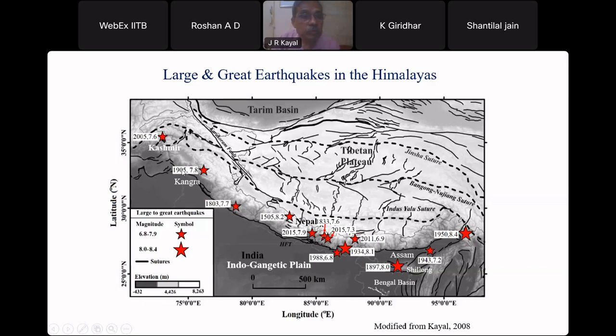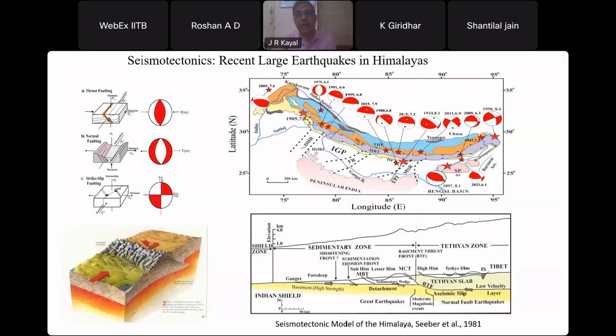Then the Kangra earthquake in 1905, and most recently the 2005 Kashmir earthquake in Pakistan. So these are the great and large earthquakes which have caused a lot of loss of lives and properties in the country. And how do we understand the Himalayan earthquakes? What is the tectonics of the Himalayan earthquakes? As I said, it is a head-on collision between the Indian plate and the Eurasian plate, and the Himalaya has come up. And here we get mostly thrust faulting mechanisms.